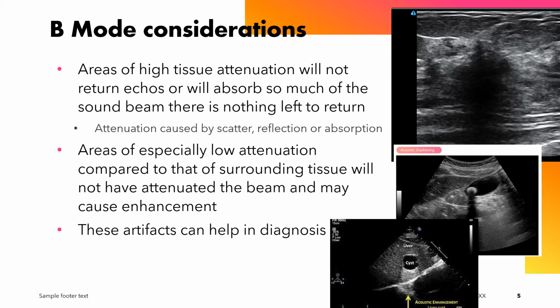And when the whole sound wave is scattered, reflected, or absorbed, such as here, then it takes away all of the sound that would then be used to produce deeper echoes. And when that occurs, we get something called shadowing or acoustic shadowing. Sometimes it'll be called posterior shadowing.